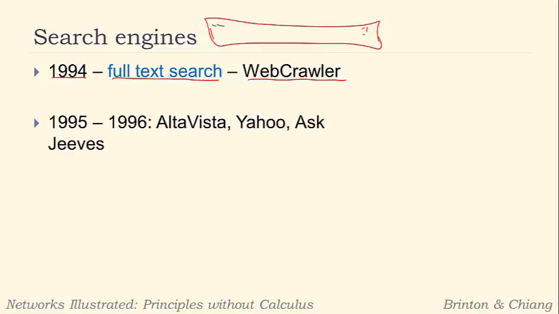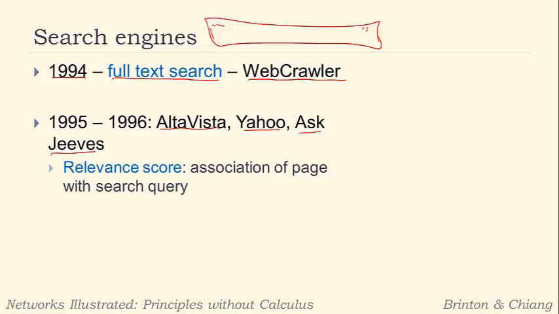Then in 95 to 96, that's when you had the emergence of search engines like AltaVista, Yahoo, Ask Jeeves. And what they had is what's called a relevance score. And that's how they based it. That's probably the most intuitively obvious way that you would go about ranking the web pages. They'd look through each of the web pages and they would basically keep a count of the number of times what you searched appeared. So you search some query, it would have a certain number of words in it.